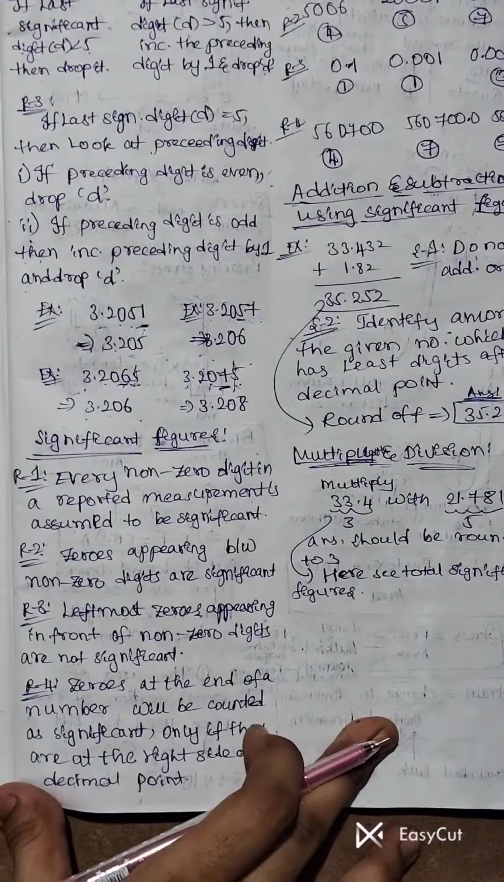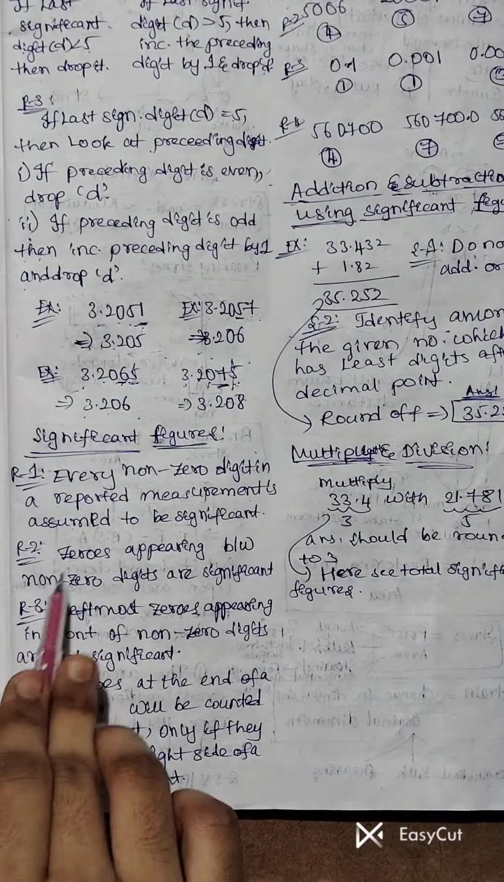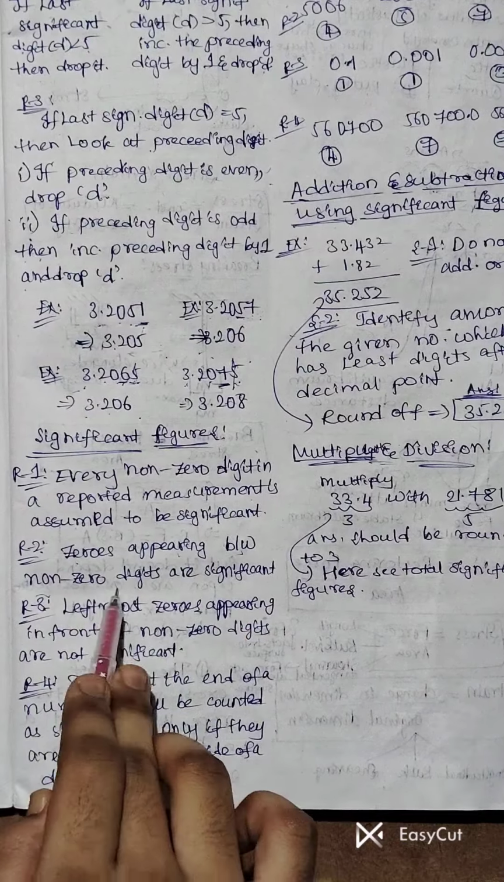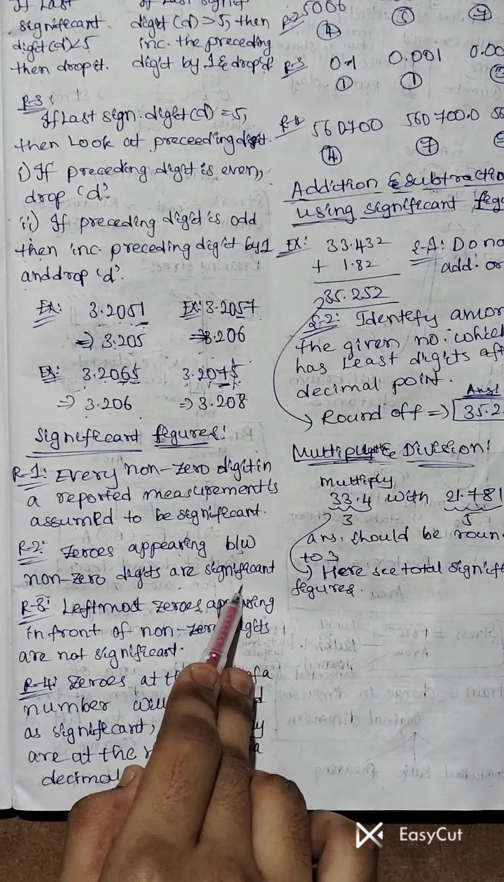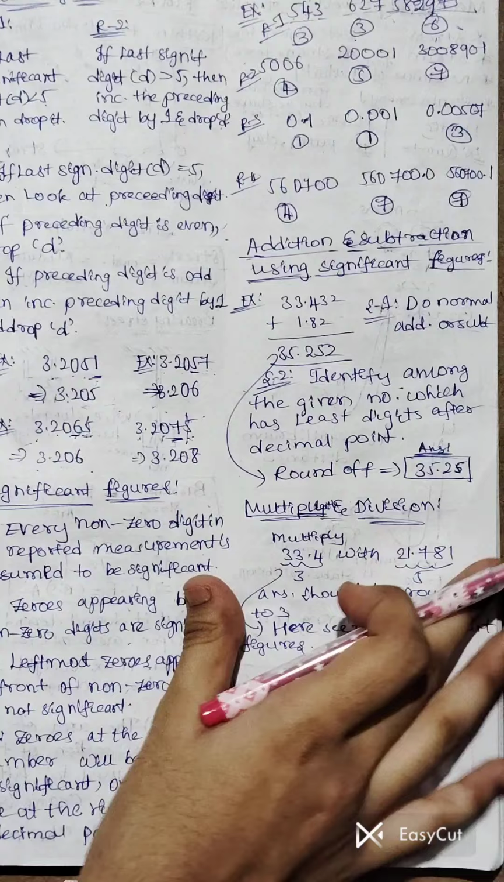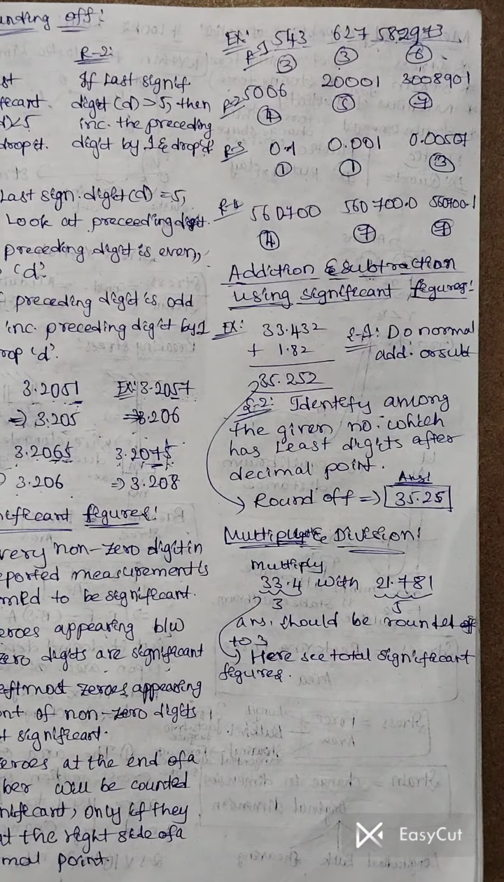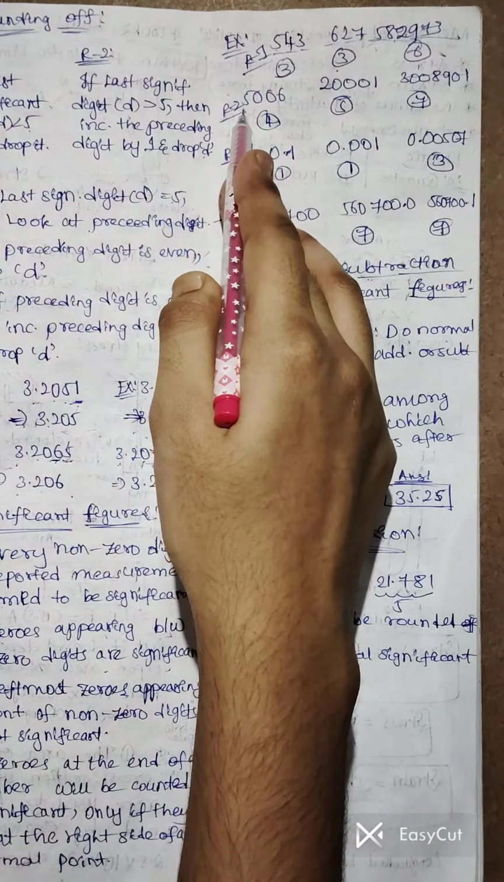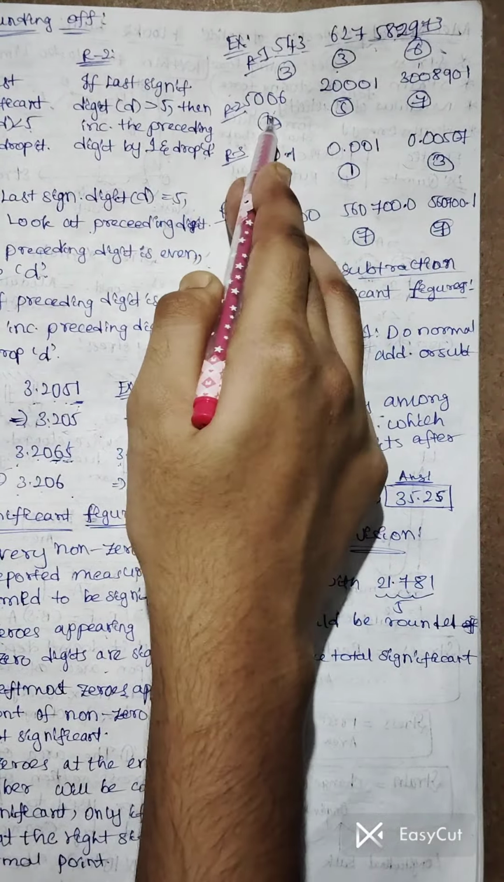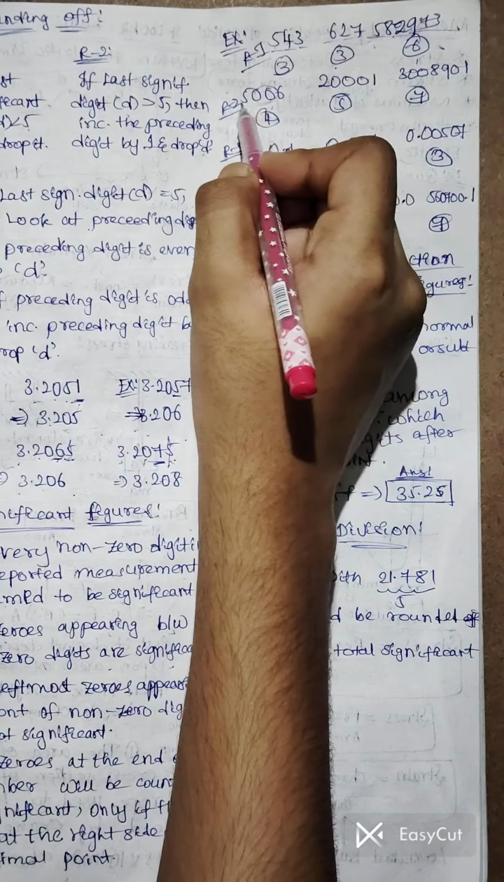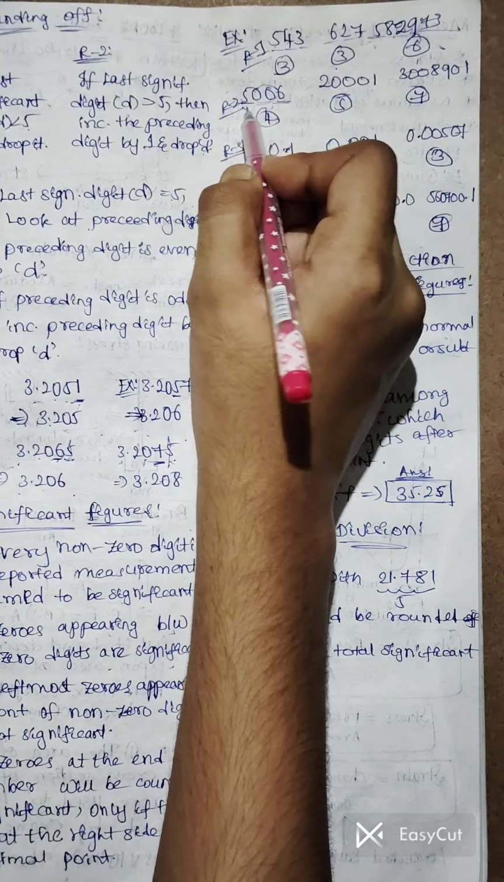And now coming to rule number 2, zeros appearing between non-zero digits are significant. If there were zeros present between non-zero digits, then those were also considered as significant. For example, if you take 5006, here these zeros were in between of this non-zero digits, so they are significant.